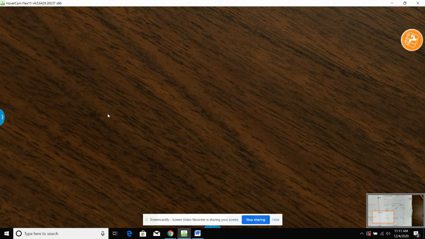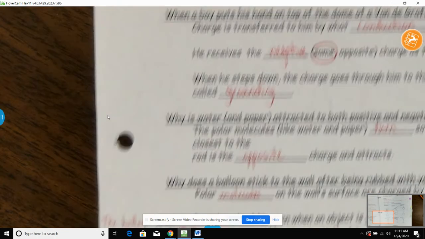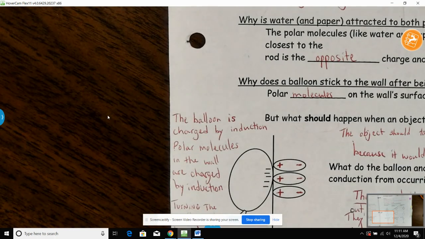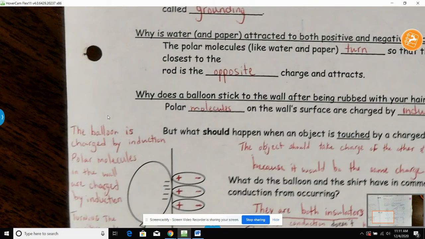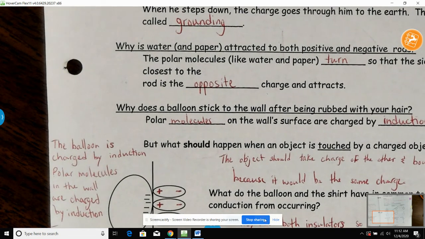And then I wanted to show, now these are in the notes that I posted today on conduction and induction on the classroom.